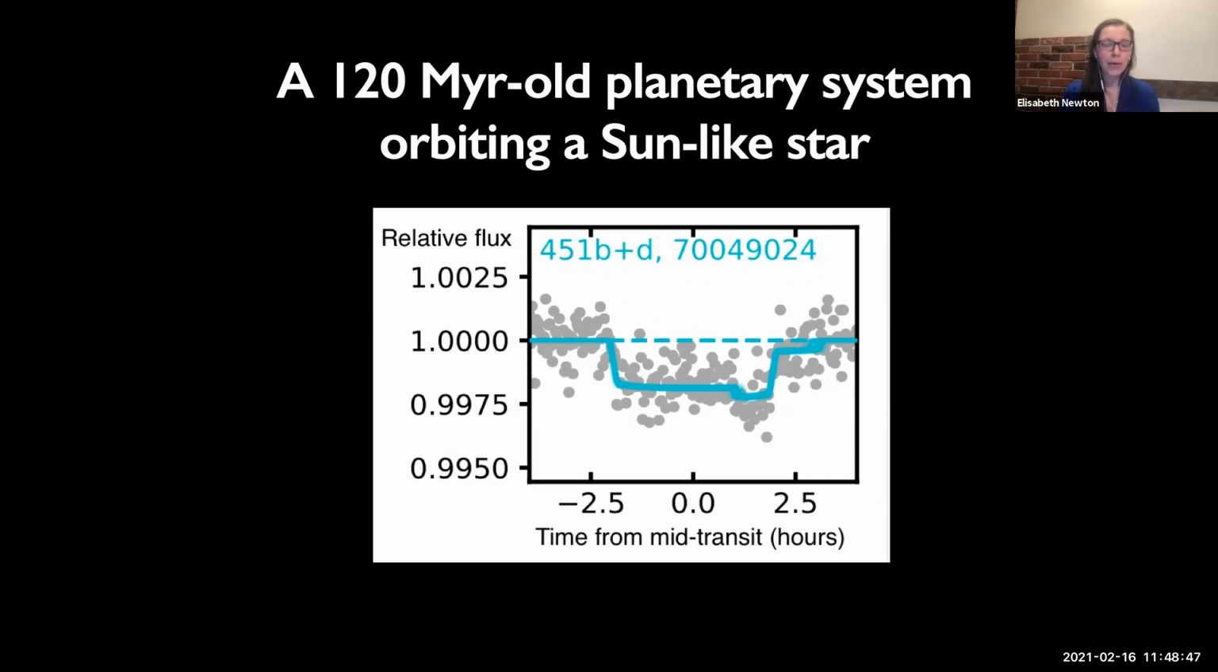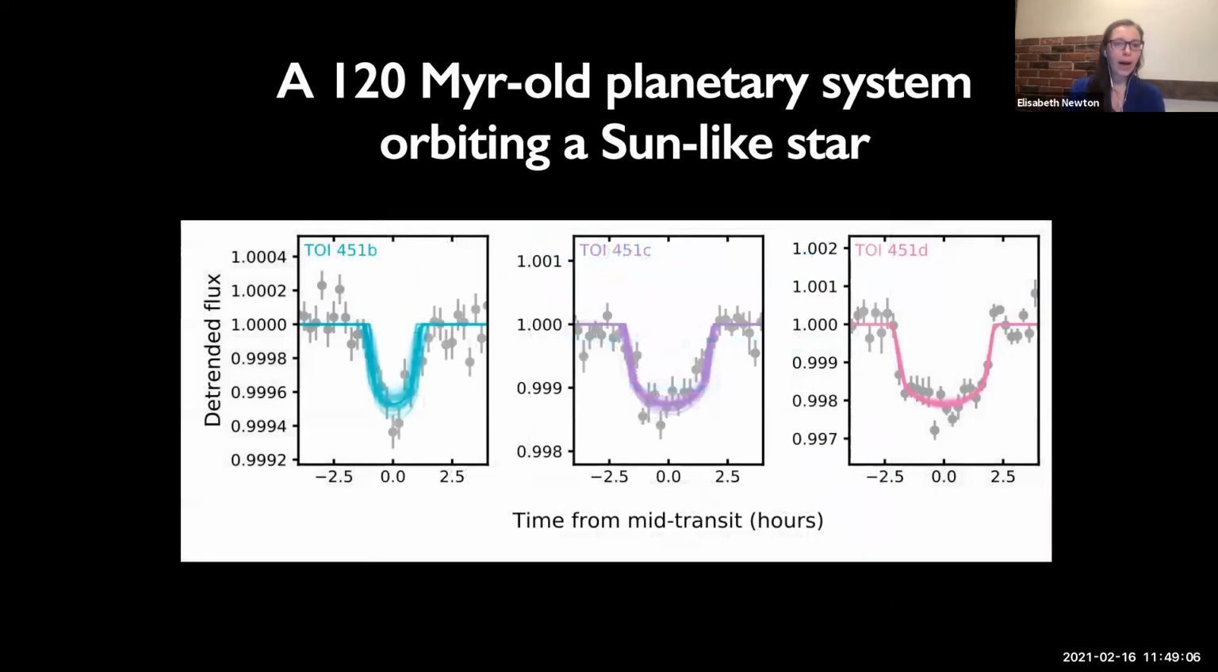So TOI 451d, that's the largest outermost planet, is the big signal. And then the little dip at the trailing end of this is planet B. So that's the smallest and innermost one that eluded us for basically an entire year. In sum, we have 3 planets orbiting this young star. These are the phase-folded transits.